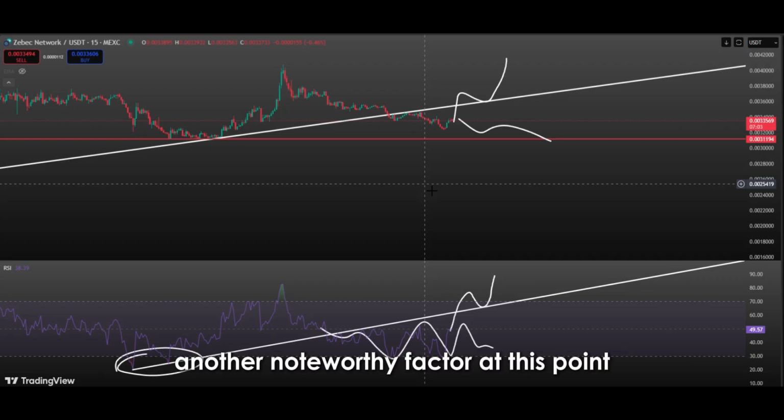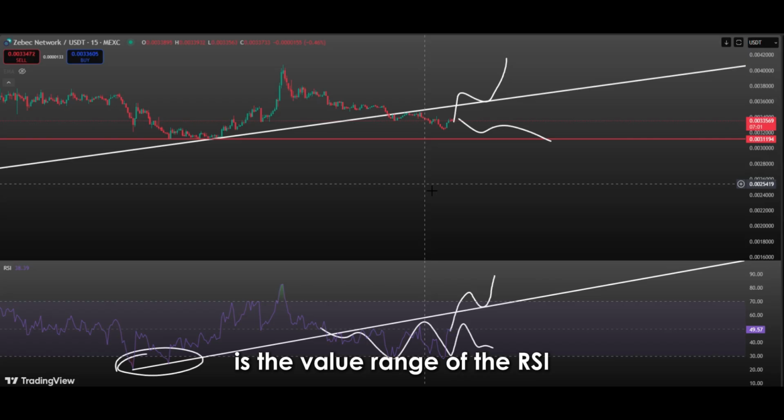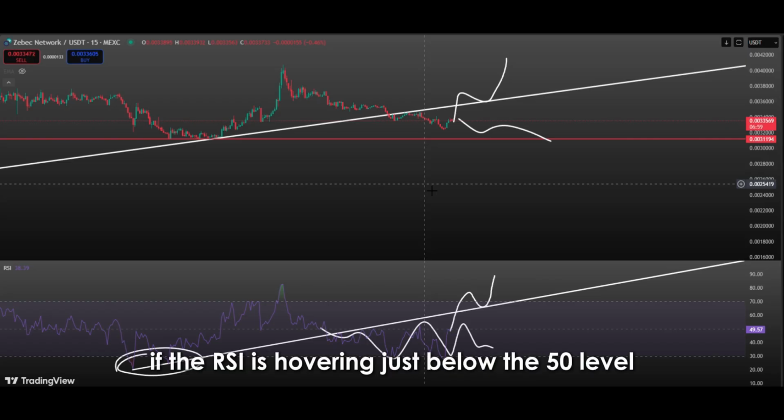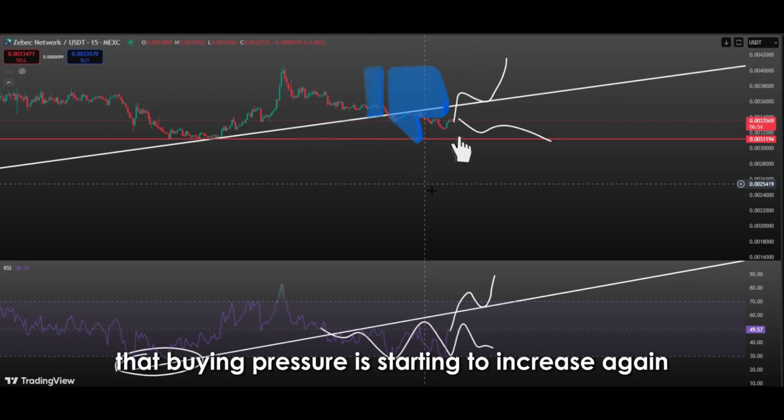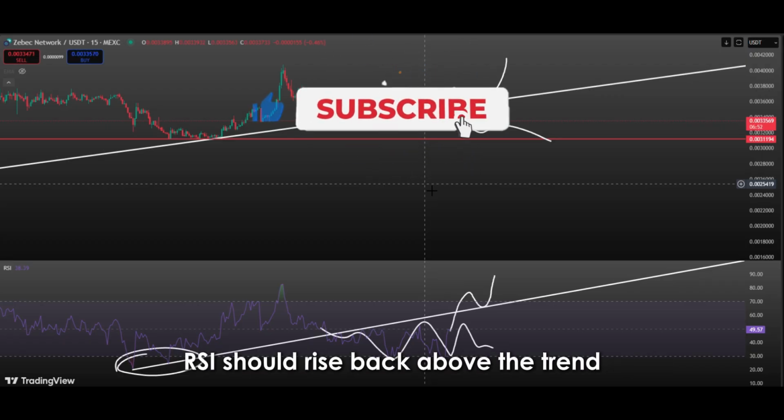Another noteworthy factor at this point is the value range of the RSI. If the RSI is hovering just below the 50 level and starting an upward reversal, this could be a strong indication that buying pressure is starting to increase again. RSI should rise back above the trend.